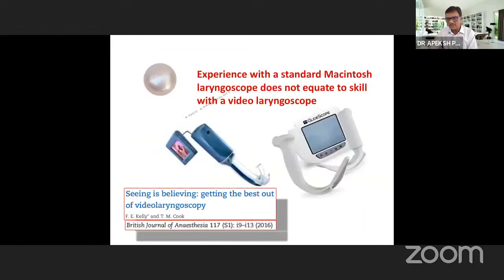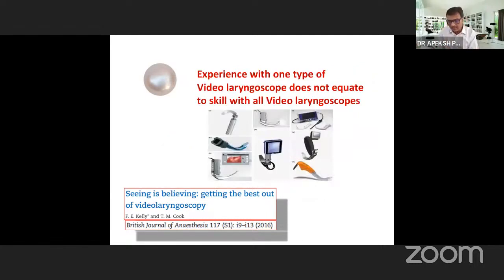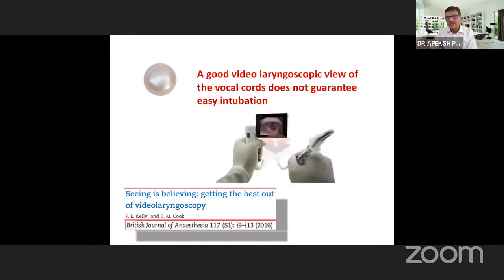So, simple clinical pearls of video laryngoscopy. If you are a master in the Macintosh laryngoscope, direct laryngoscopy, it doesn't mean that you are going to achieve the same skill in video laryngoscopy. It does not equate to skill with a video laryngoscope. You need to learn the different video laryngoscopy techniques, even if you are a master in direct laryngoscopy. Another point: if you are a master in one video laryngoscope, it does not equate to skill with another video laryngoscope. You need to understand the curve of the other video laryngoscope and make the movement according to its curve. A good video laryngoscopic view does not guarantee intubation.